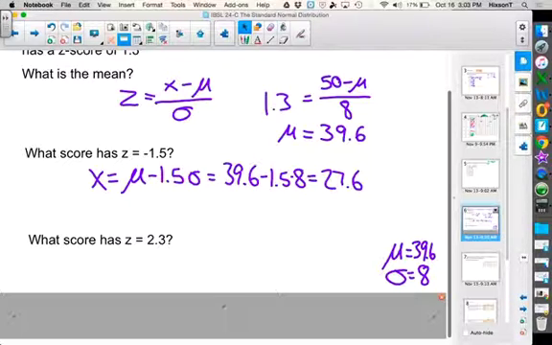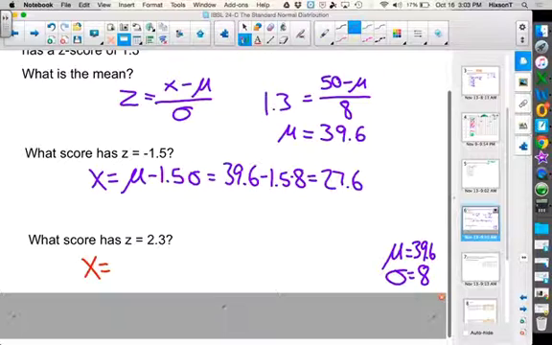$58? Yeah, that's what I got. You had what? Did you do minus? Because this one, notice z is positive here. Okay? You do the z-score times the standard deviation plus the mean, and then that'll give you whatever the z is. This was minus because we wanted a minus 1.5.